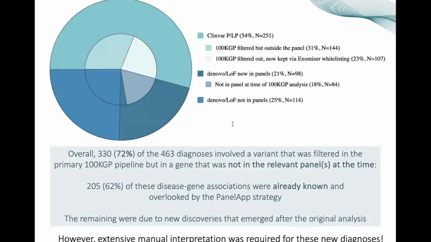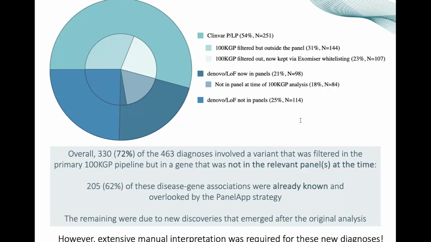Then we had the diagnoses. 98 of the diagnoses were made based on a de novo loss-of-function variant in genes that are present in the latest version of the panels. But actually 84 of them, for example, were not in the panel when the primary analysis by Genomics England was run, therefore suggesting that new evidence has since emerged for the disease gene association.